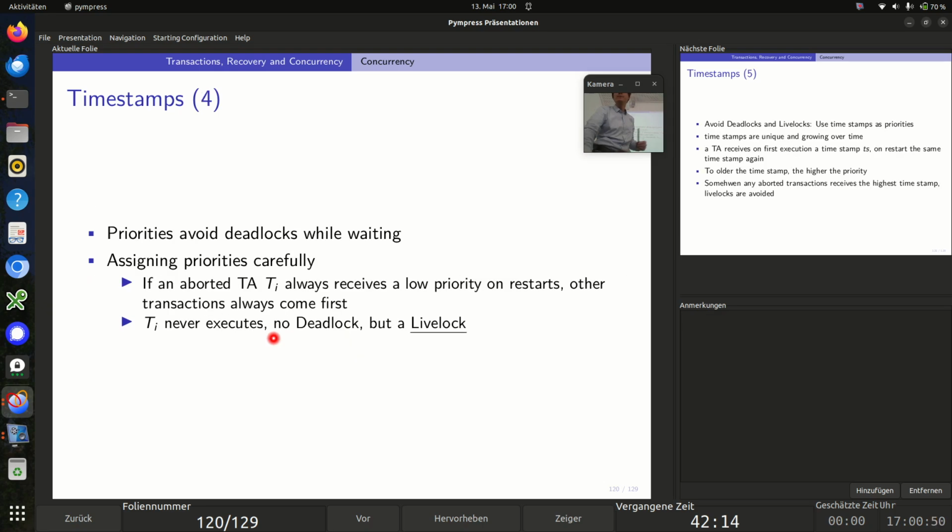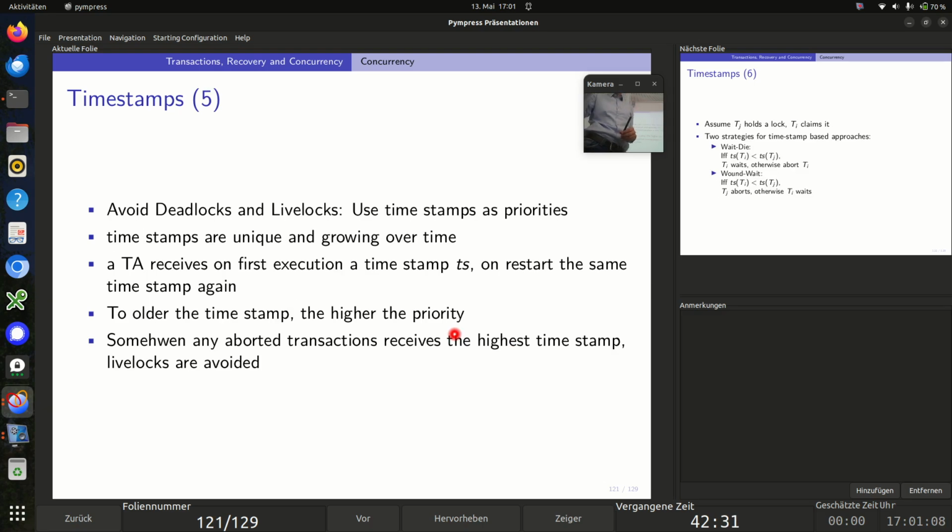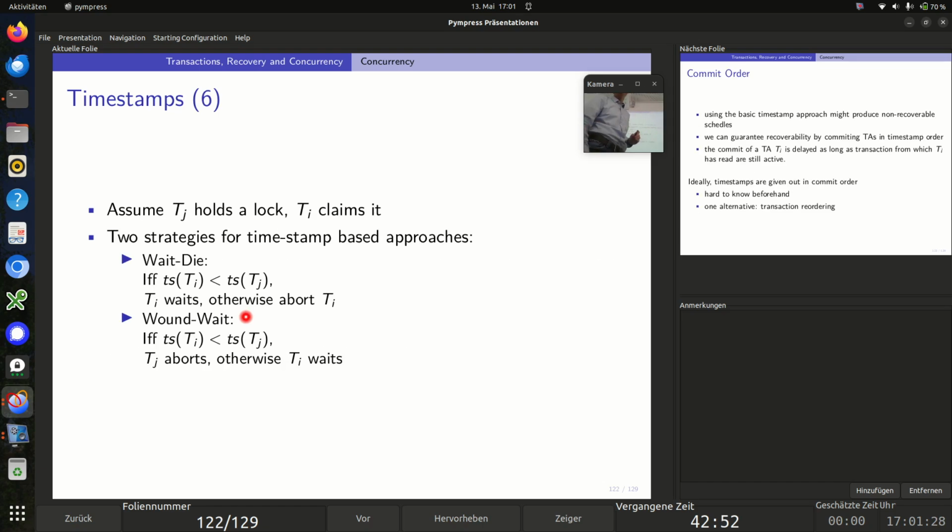So this would mean a livelock. We have a transaction with a low priority and one with a high priority, and the one with the low priority will always lose. This is called a livelock because the transaction is waiting for a lock, but one transaction restarts again and again. So to avoid livelocks, we can use the timestamps as priorities. Timestamps are unique and grow over time, and the timestamp we use for the transaction is when the transaction started. The older the timestamp, the higher the priority. And there are two strategies: one is wait die, and the other is wound wait.